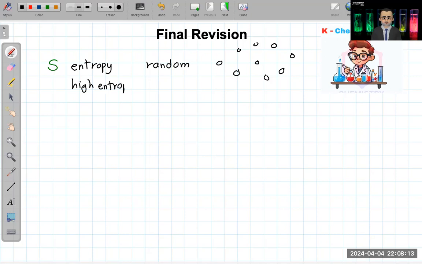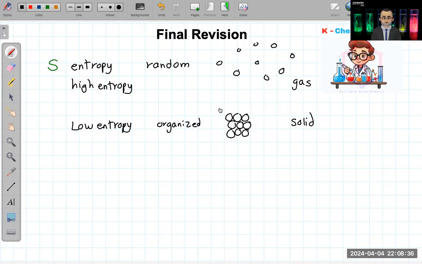But if the system is organized, for example, if we compare the gas to the solid, the particles in a solid are very well organized, they are not random, which means they have low entropy versus the gas. So gas has high entropy while the solid has low entropy, because the solid is organized, it's not random. So this is the definition of entropy.